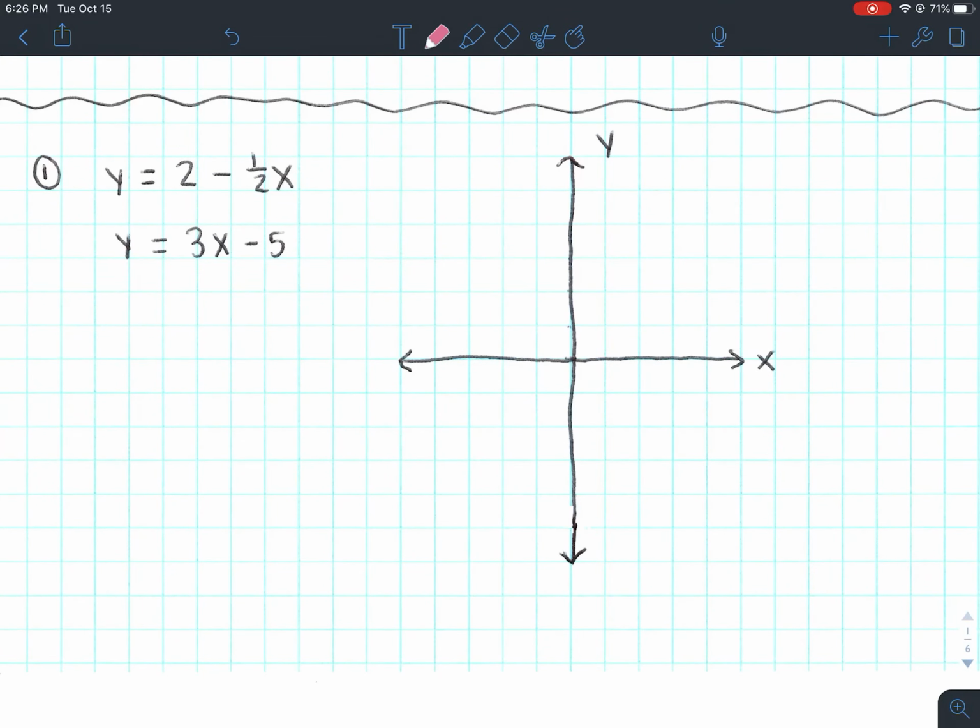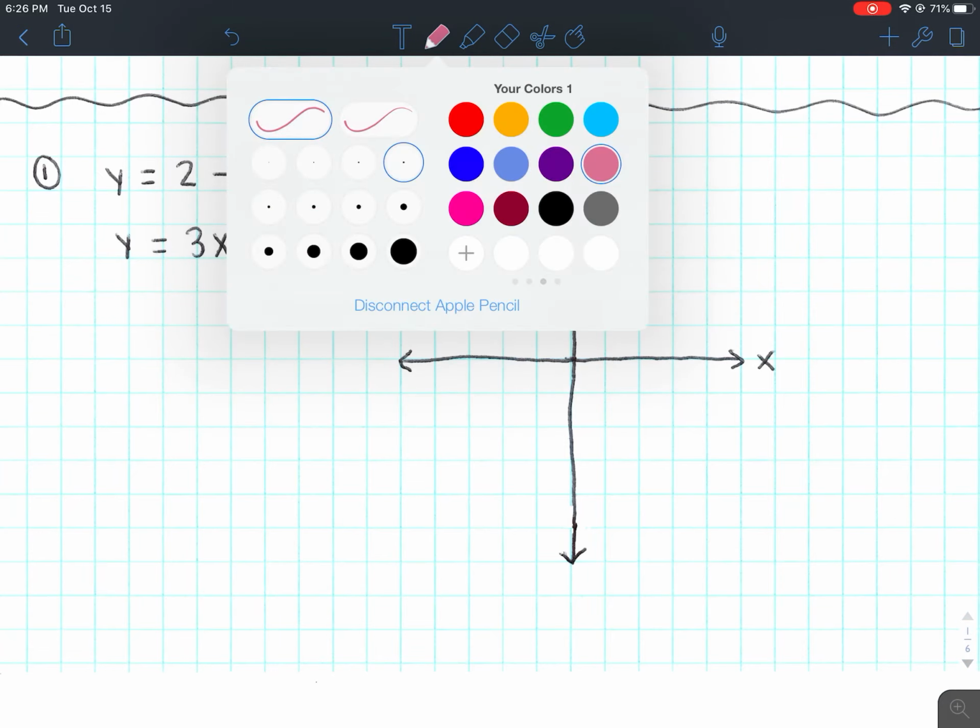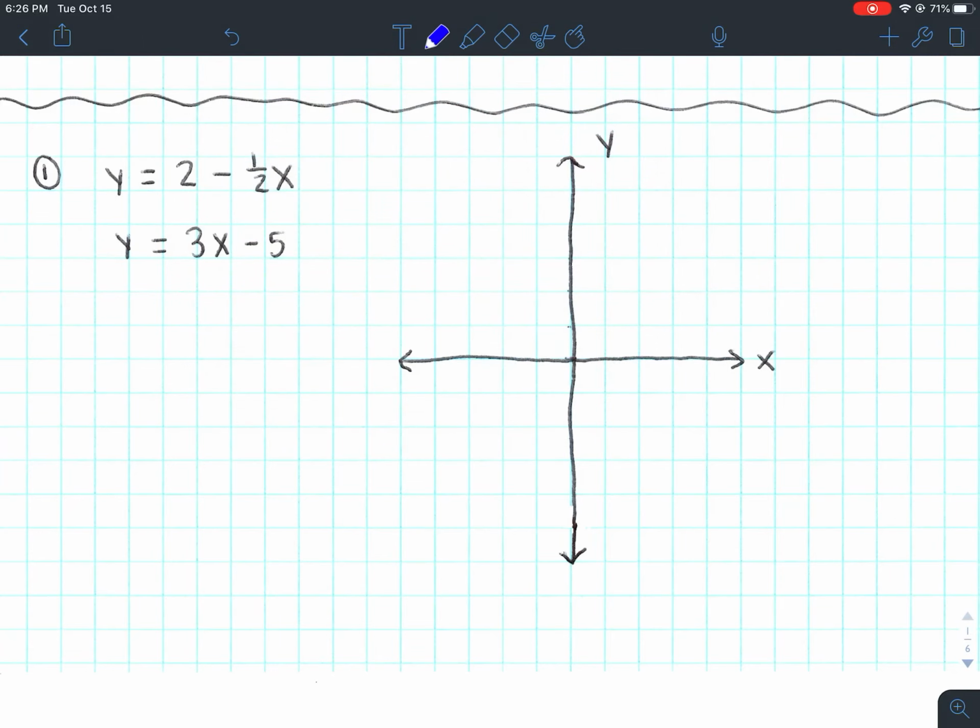All right, so number one, y equals 2 minus 1/2 x, and y equals 3x minus 5. So here I'm given two equations, and I need to graph them in order to find their solution. So the whole idea about systems of equations is that we want to find the solution, or the solutions that it may contain, right?